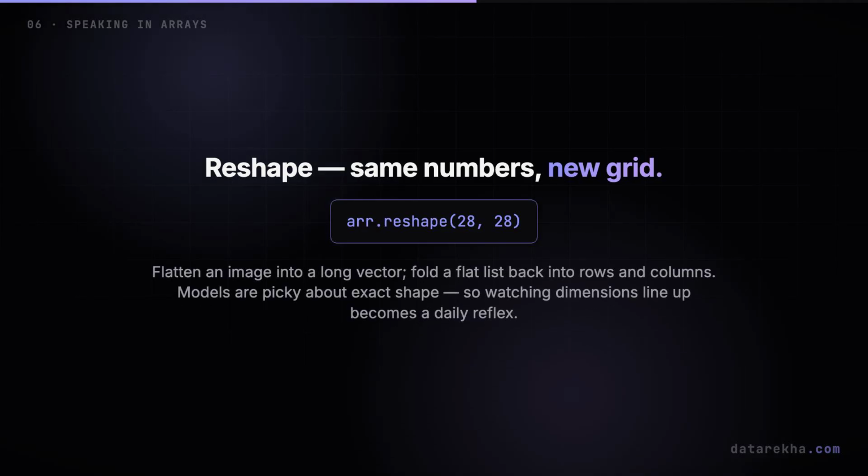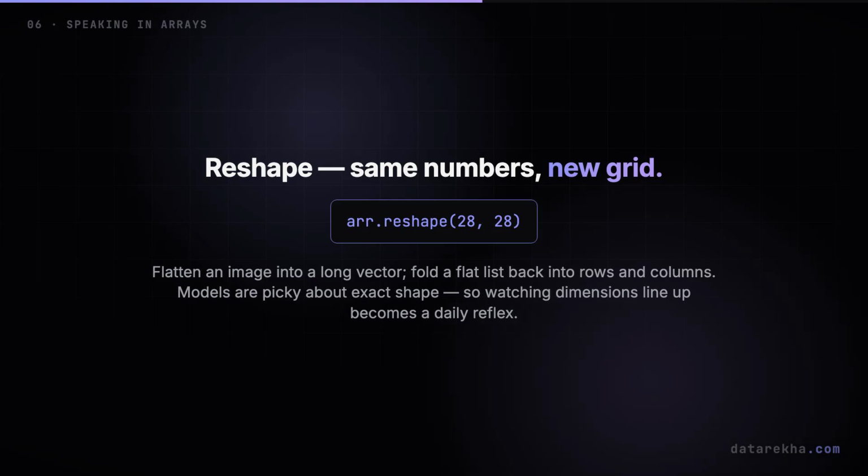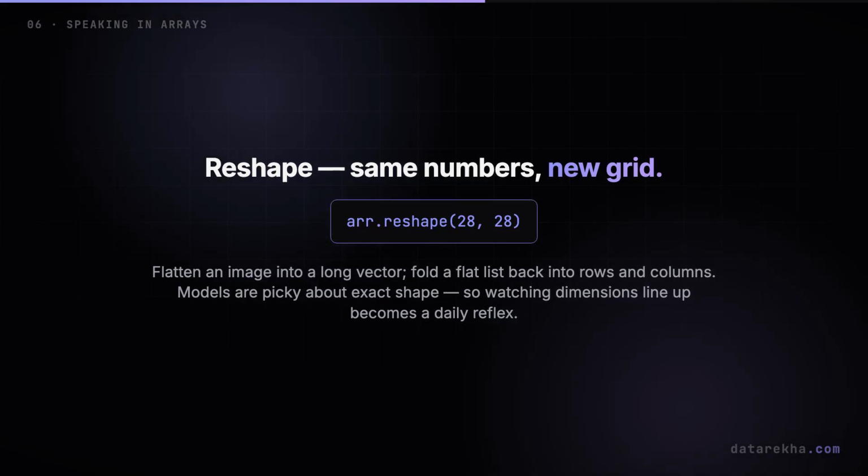An array's shape is something you reshape at will. The same numbers, rearranged into a different grid. Flatten an image into one long vector. Fold a flat list back into rows and columns. Models are famously picky about the exact shape of what you feed them, so reshaping and watching the dimensions line up quickly becomes a daily reflex.